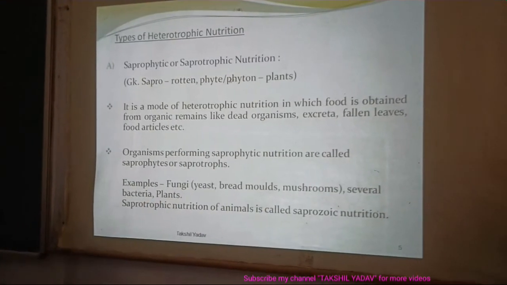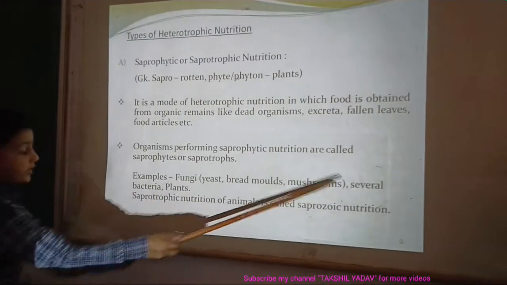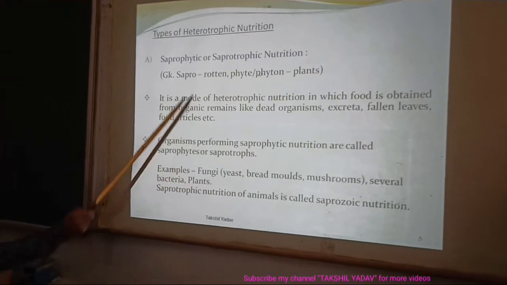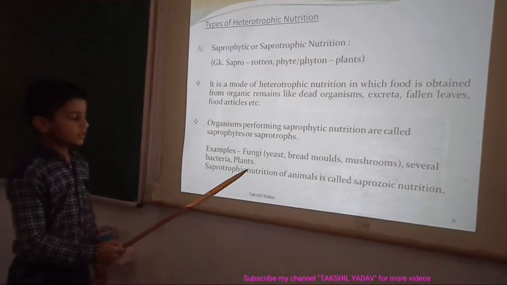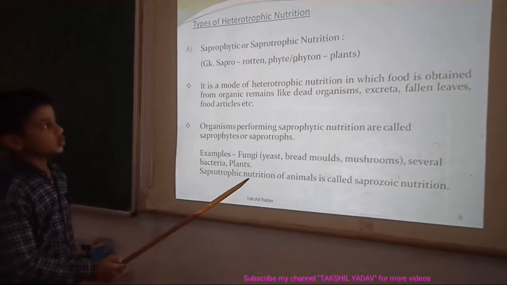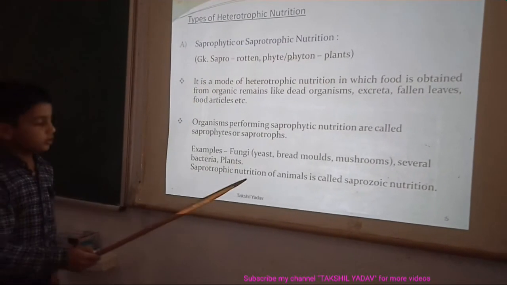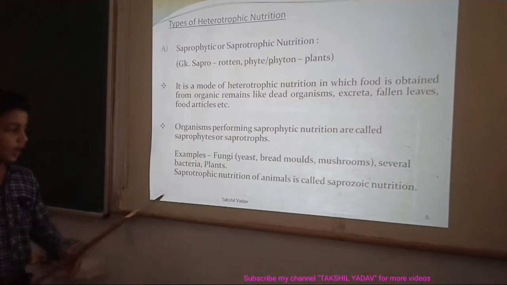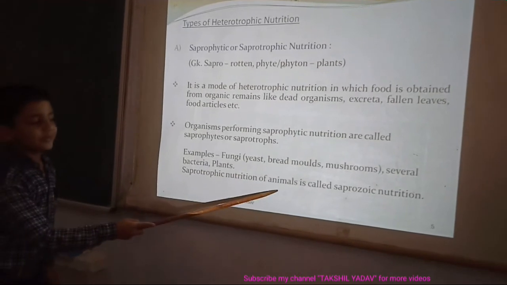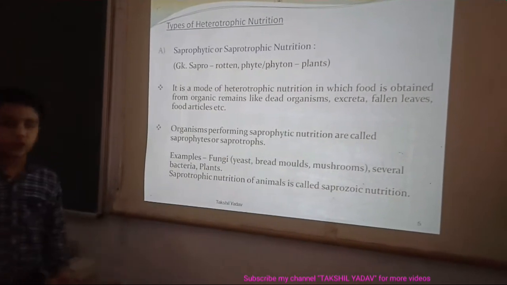They are all types of fungi. And several bacteria, even plants. Some plants are saprophytic. Now, the saprotrophic nutrition or saprophytic nutrition in animals is called saprozoic nutrition.